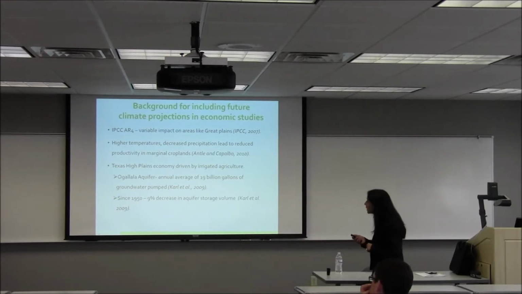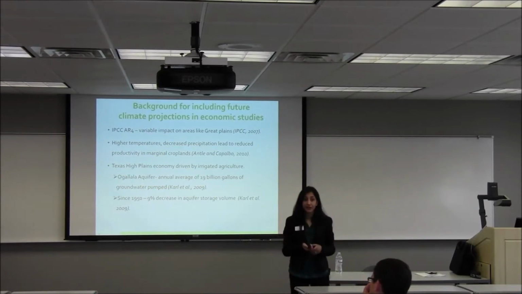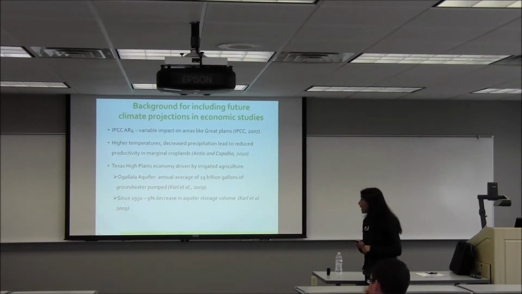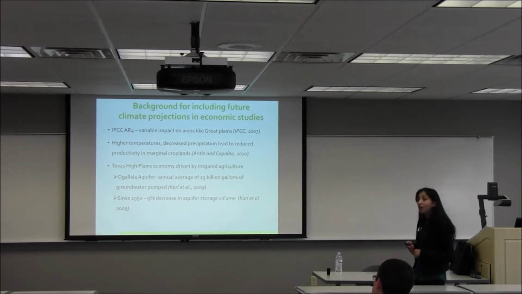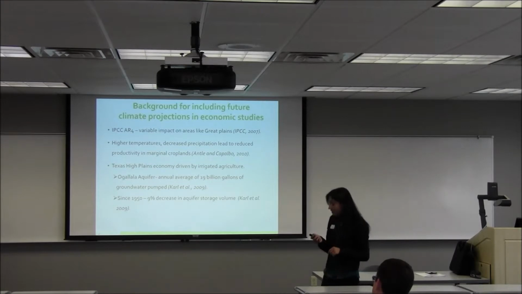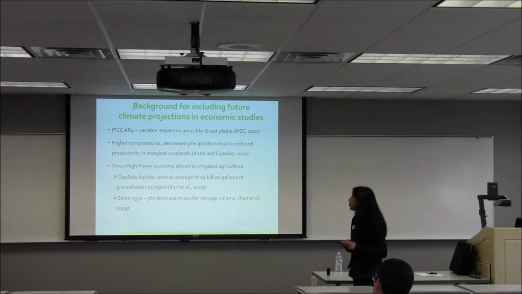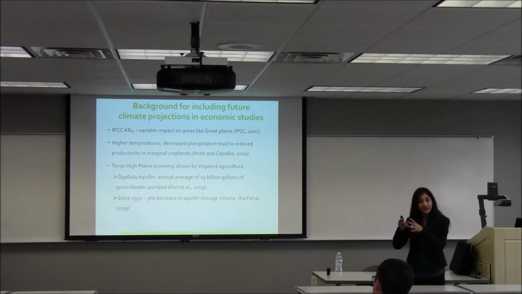So that's a big push for incorporating some climate change related emphasis into research for policy in this area. Now, the Texas High Plains is driven by irrigated agriculture. From the Ogallala Aquifer, on annual average about 19 billion gallons of water is pumped annually. And since 1950, there's been a 9% decrease in the overall aquifer storage volume. And this is an average number.